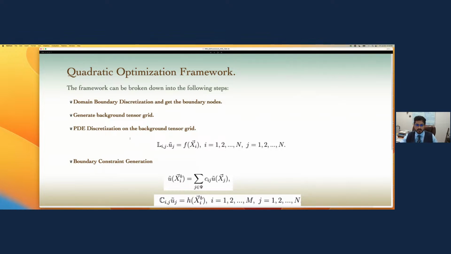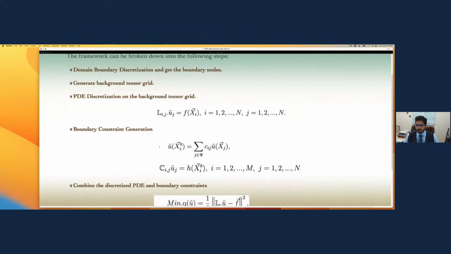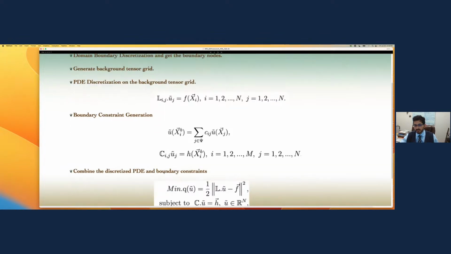Once you have that, you need to get a PDE discretization on the tensor product grid. I gave you an example of how to do that using the finite difference function using NDSolve. So that L matrix can be generated very easily. Then next part is to generate the boundary constraint. And so you need to get these coefficients C, these weights, associated with the underlying tensor product grid function information at your boundary node. So XiB represents the nodes at the boundary. XJ represents the underlying tensor product grid, the locations of the tensor product grid. And so once you have this using mesh-free methods, you essentially end up with a system of linear equations, which is written as C dot U equal to H, where H is the boundary condition information that is given to us as part of the system of PDEs.